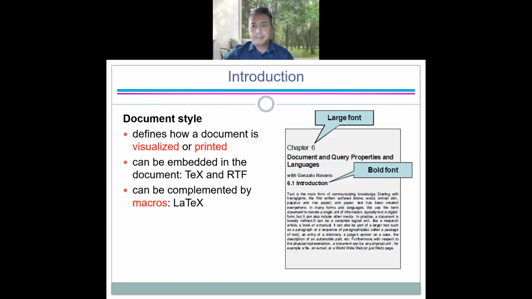Okay, so this is the example. For the document style, we may have a chapter, a title, and a section number. So this is the chapter, this is the title, this is the author, and this is the section number. Okay, subsection.